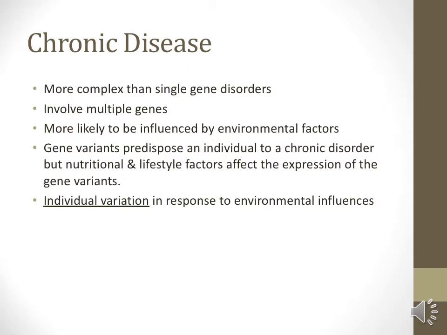So chronic diseases are thought to result from a combination of genetic and environmental factors. Overall, chronic diseases to study, to treat, to understand, and to prevent are more complex than single gene disorders. That's not to say that single gene disorders don't have a profound implication on the people who have them, but the treatment is often a little more clear-cut than it is for a chronic disease.